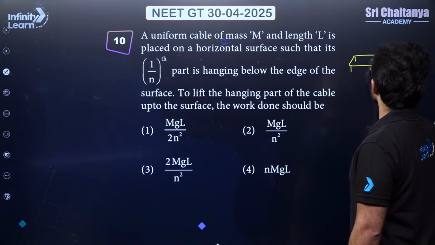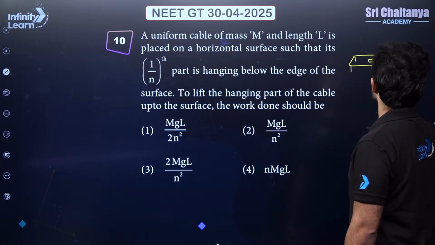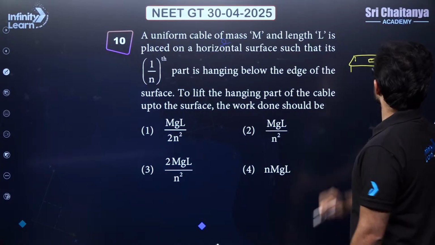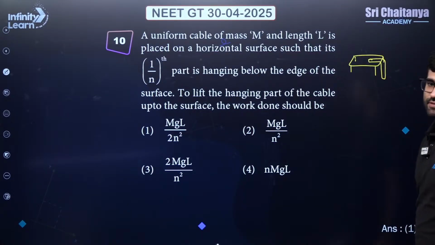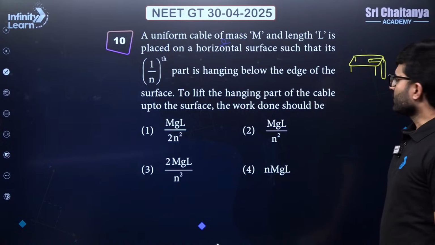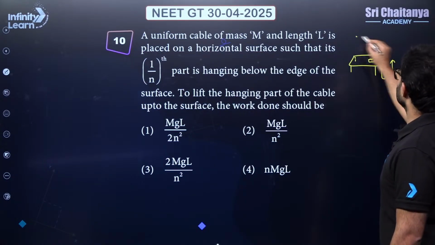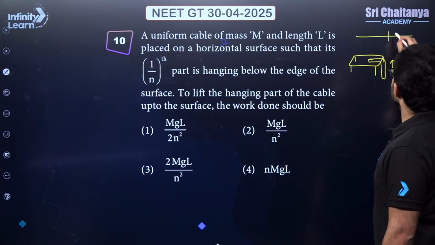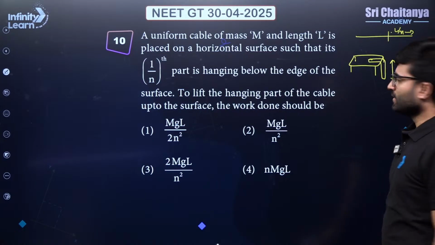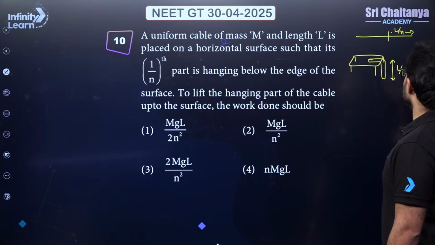Now we have a hanging chain like this, right? Let's say this is something which is hanging here, correct? So now they are saying that 1/nth of the part is hanging. So if this is the total length, some part which would be L by n would be hanging down, right? So this part's length is L by n, correct?